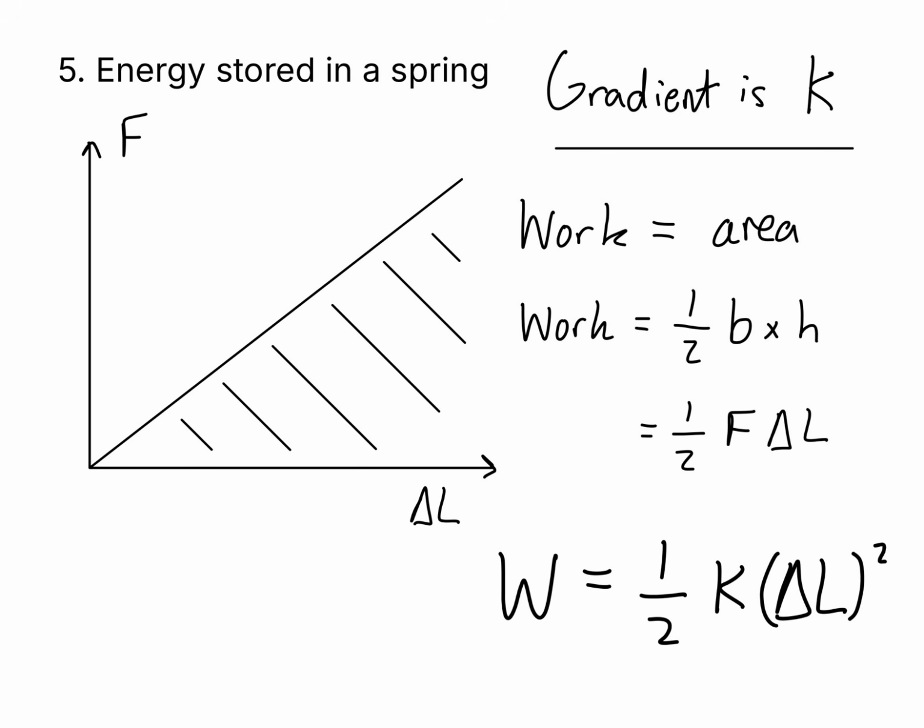Stretching a spring takes work, and that work is stored in the spring as elastic potential energy. But where do we find it? It's the area under the force extension graph, formally the integral of force with respect to extension. Since the graph is a straight line through the origin, that area is just a triangle, a half base times height, which is half F ΔL. And because F equals k ΔL, you can substitute it in to get half k ΔL squared. Two forms of the same equation, just use whichever matches what the question gives you.